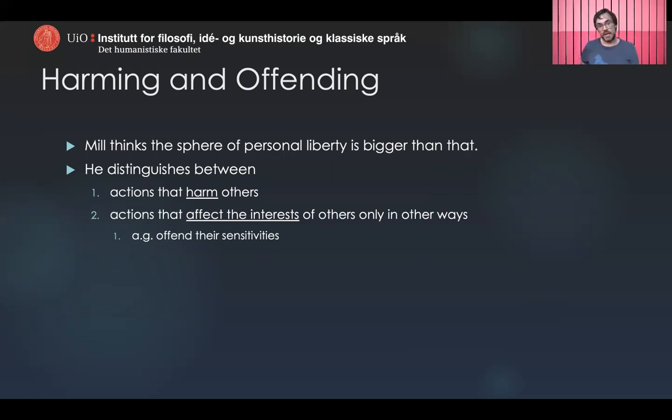In order to argue for that, he distinguishes between actions that harm others and actions that affect the interests of others only in other ways. So we need a distinction between an effect that an action has by causing harm to another person, and actions that affect the interests of others in other ways, for example by offending their sensibilities or by affecting their economic interests, as in the case of the paint.